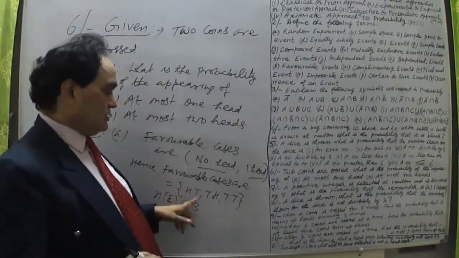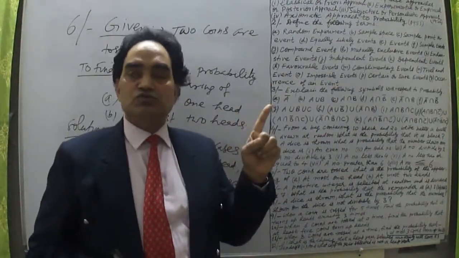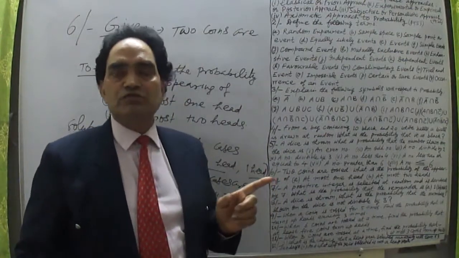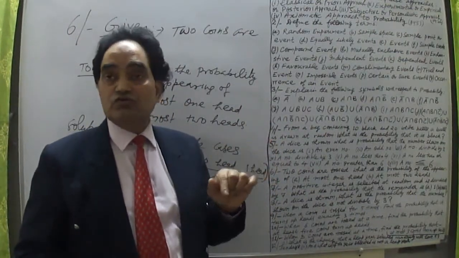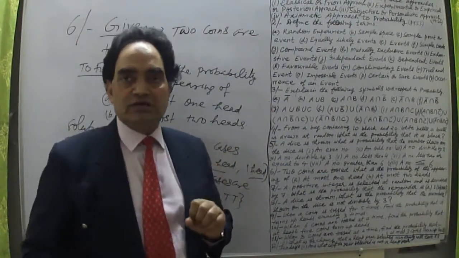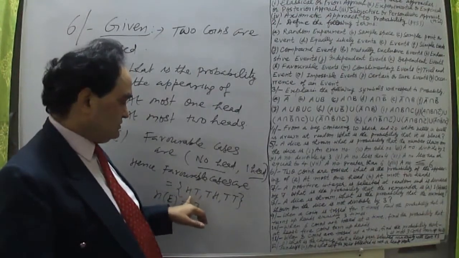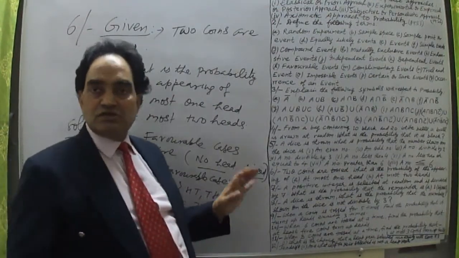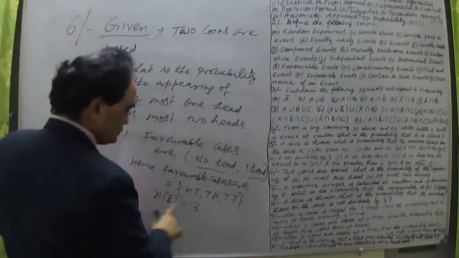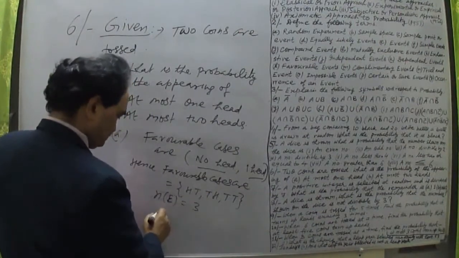Out of that, one head and no head. This is the first. At most 1 means maximum 1. Lesser than 1 is also possible, so no head is also possible, meaning 0 head. 0 head and 1 head, these 2 cases will be taken in this case. 0 head means TT only. 1 head means HT and TH. So 3 cases are there. Total number of favorable cases in this case is 3.